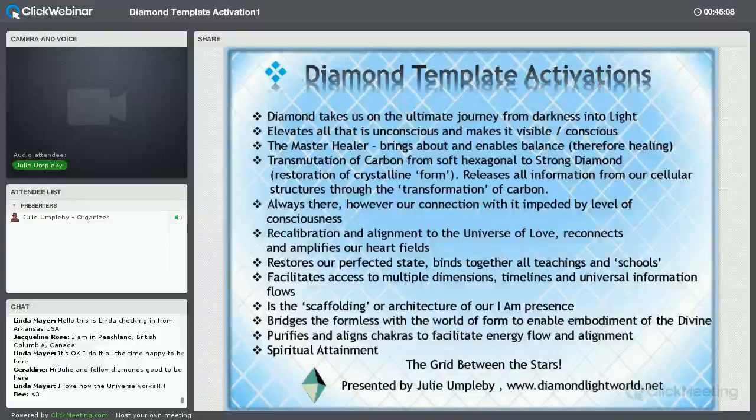So let's have a little bit of insight here before we go into the activation itself. Diamond takes us on the ultimate journey from darkness into light.